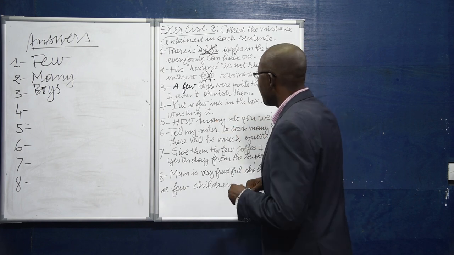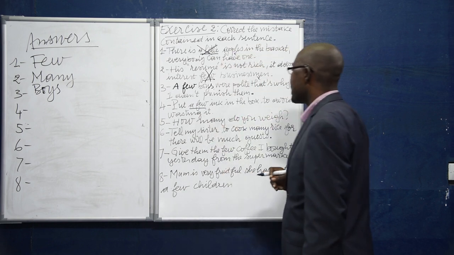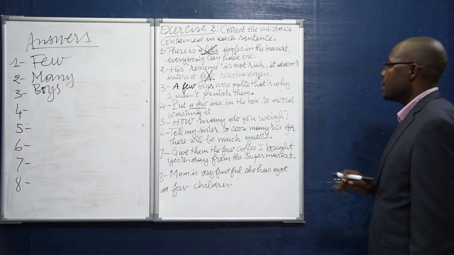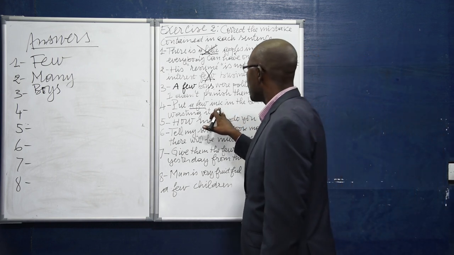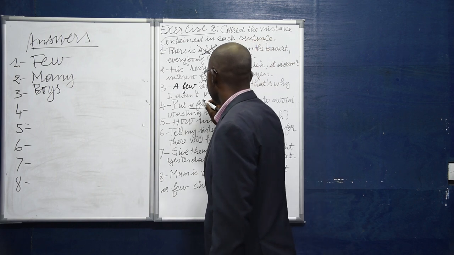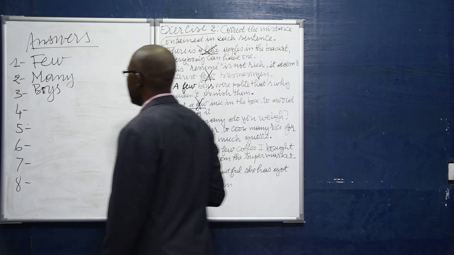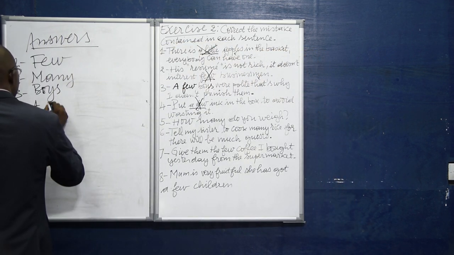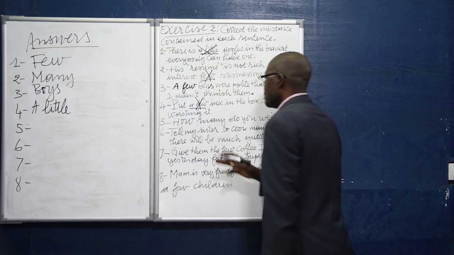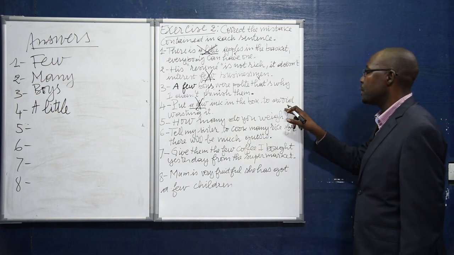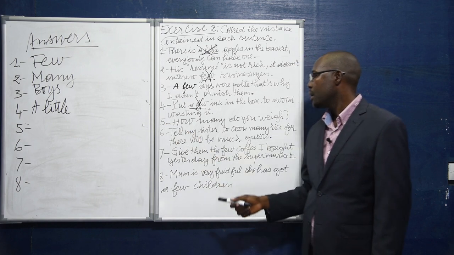So here, in "put a few ink in the box to avoid wasting it," the mistake is the quantifier. A few ink. Ink, we cannot count. It is liquid. Since it is liquid, what can we use? Instead of a few, we can say put a little ink. So here, we write a little. Put a little ink in the box to avoid wasting it.